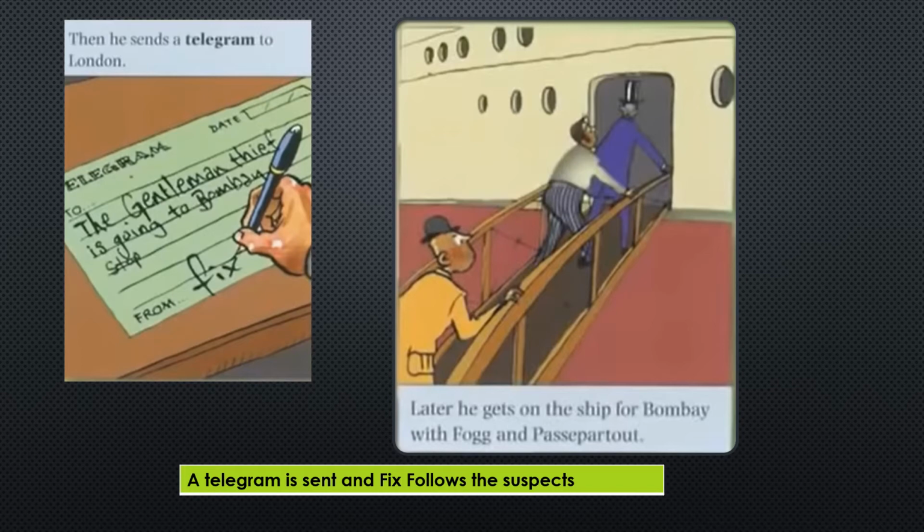In the meanwhile, Mr. Fix sends a telegram to London stating that the gentleman thief is going to Bombay. Later on, Mr. Fix gets on the ship and follows Passepartout and Mr. Fogg to Bombay. So a telegram here is sent to London as he suspects Mr. Fogg to be the gentleman thief.